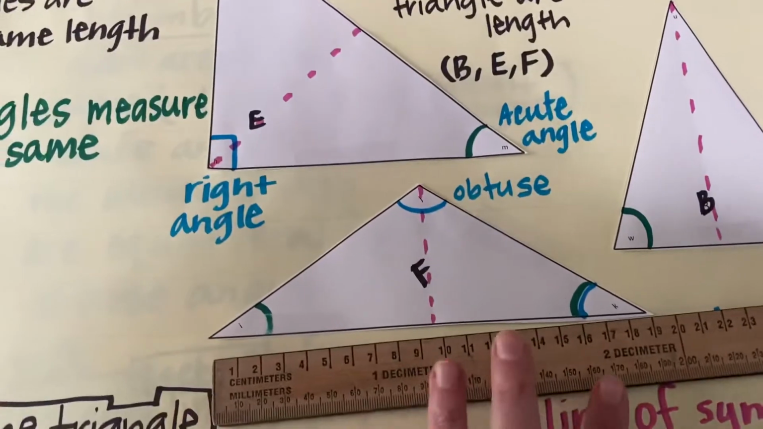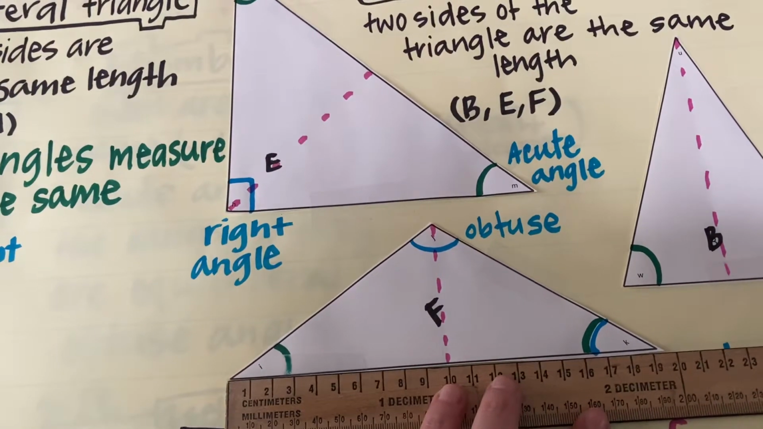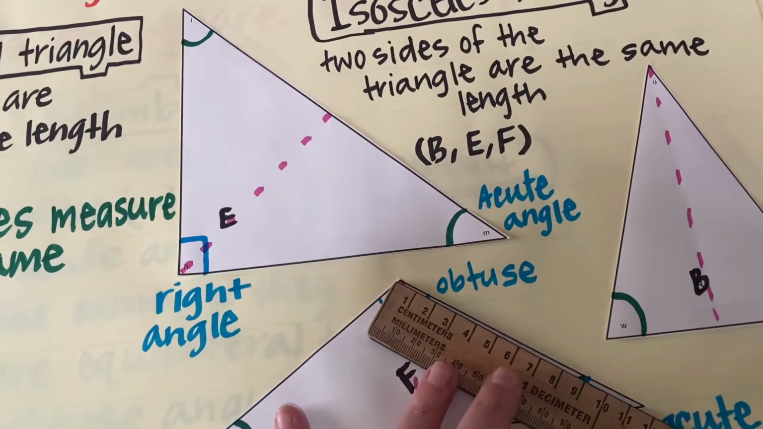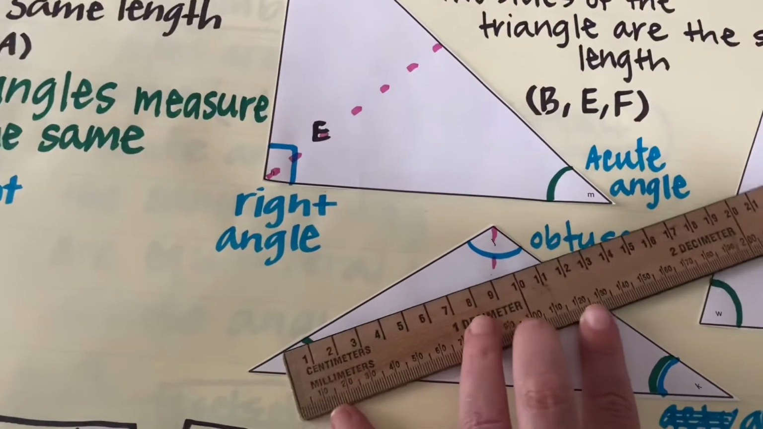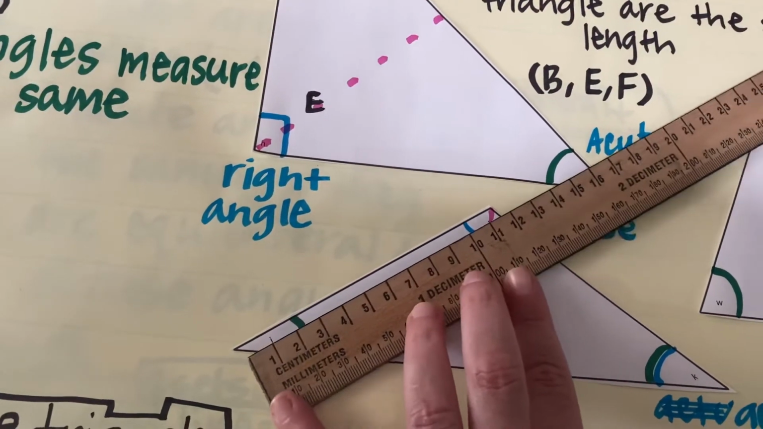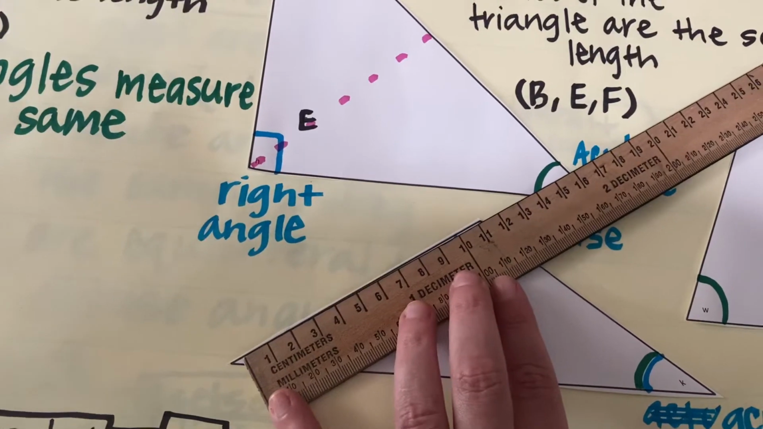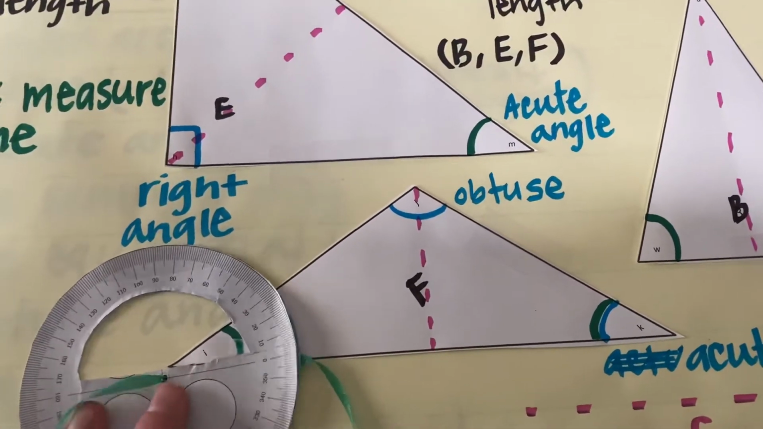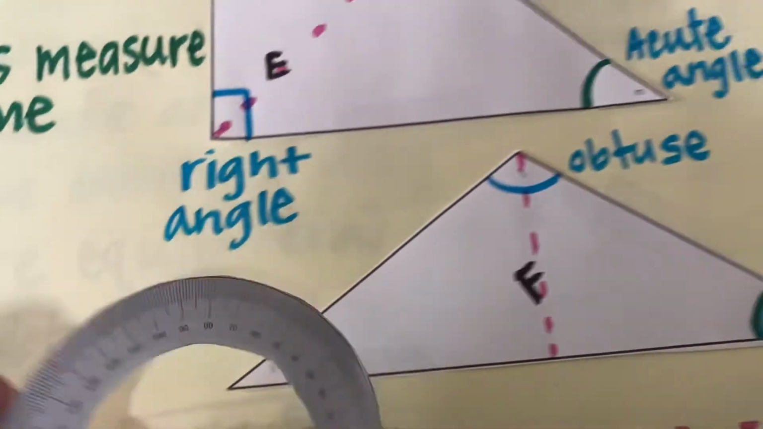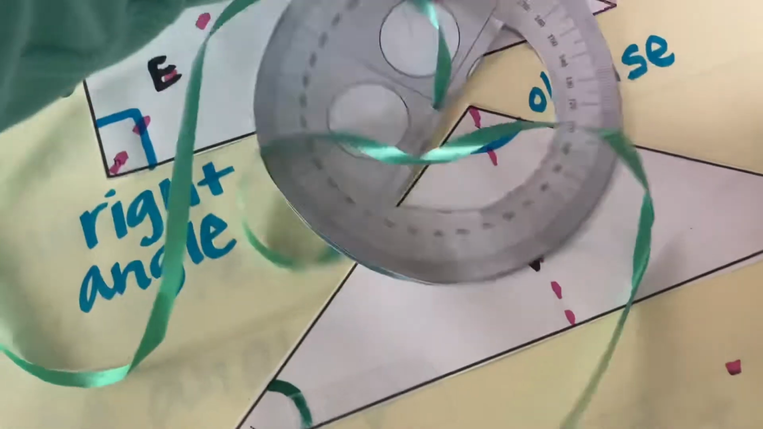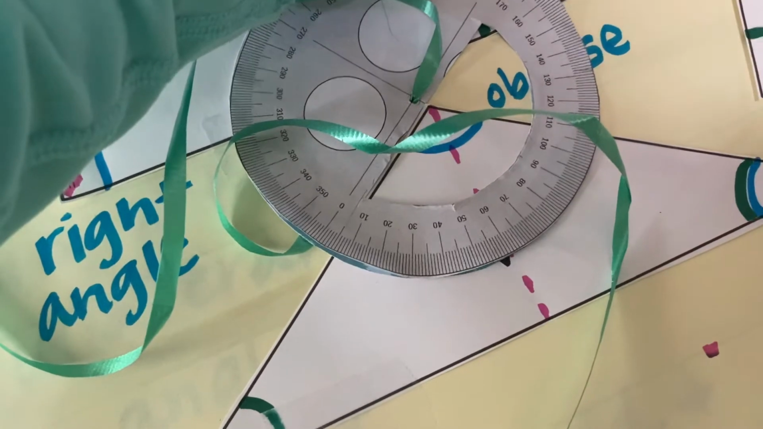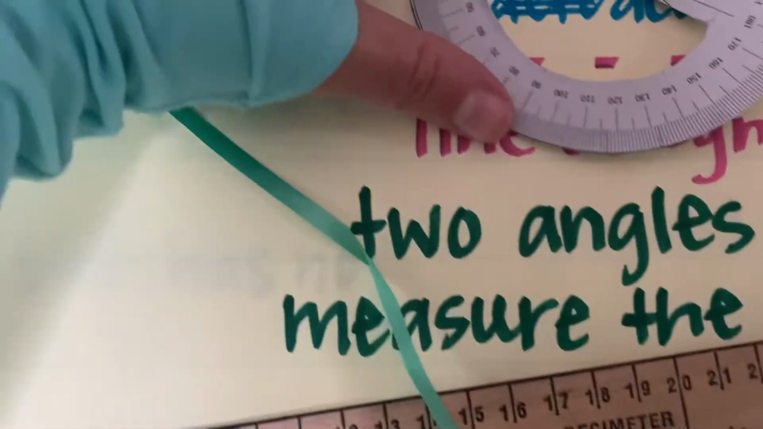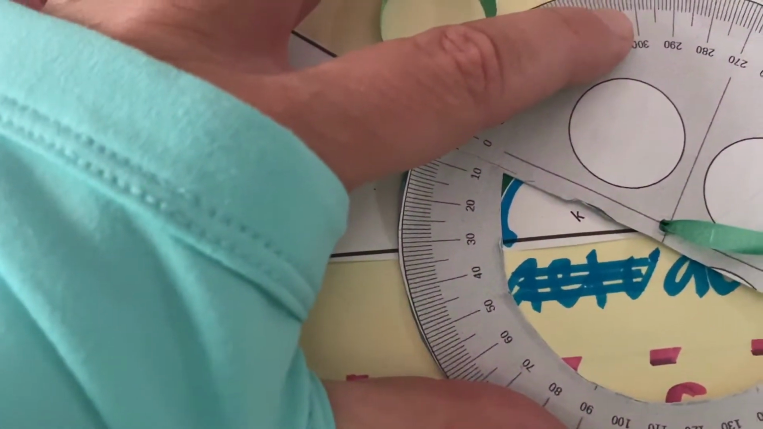So I could measure them. This is 19 or almost 20 centimeters long, and these sides are both 11. Okay, so I check to make sure that two sides are equal, and they are 11. And then I would measure the angles, knowing that this is 30 degrees. So this side should not be 30 degrees. Nope, it's obtuse, it's 110 degrees. And then I would check this angle to make sure it's 30 degrees. And it is 30 degrees.